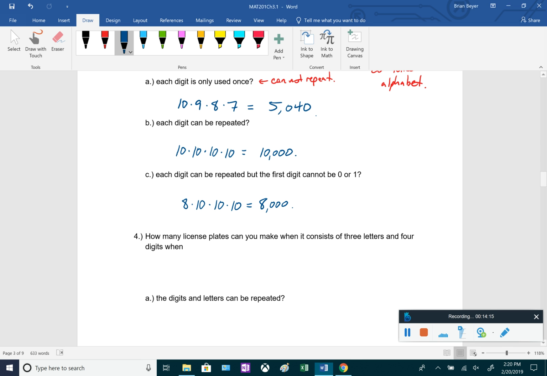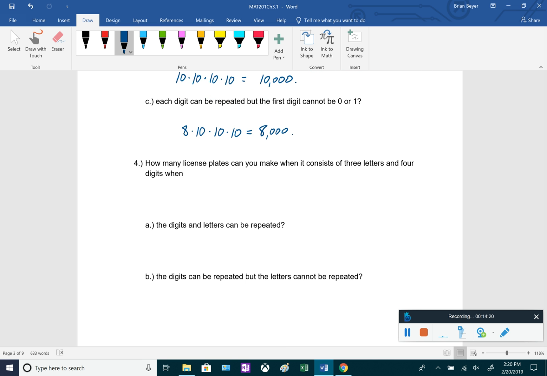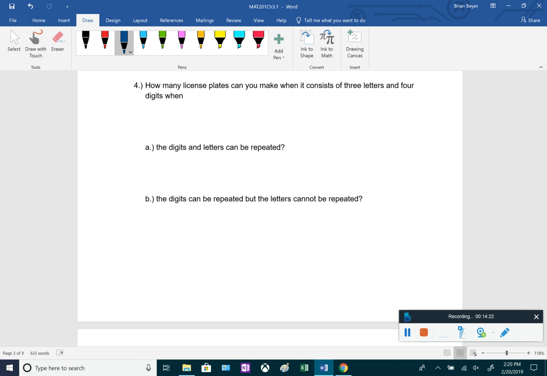Okay, so that one, maybe you didn't need to write that D out like I had at the top of the page. The next one you might want to, just so you can take a look back up to it. It's a license plate one. We want to know how many license plates are possible when it consists of 3 letters and 4 digits, and then we have these 2 questions for it. So I'm going to write this out. We have 3 letters, so L for letter, letter, letter, and then we have 4 digits: digit, digit, digit, and digit.